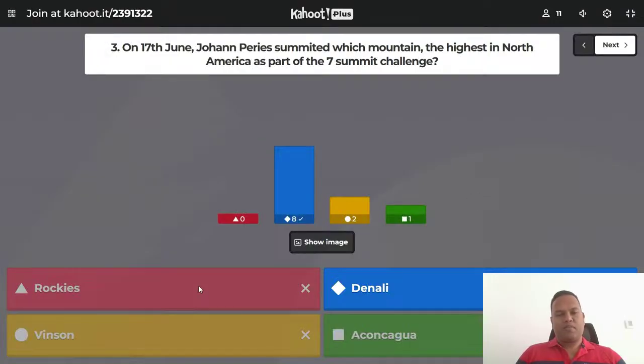Rockies is a mountain range, but it's not the highest in the North American continent. Mount Vinson is in Antarctica. It's the highest peak, so he had climbed that as well. So he only has to climb Aconcagua. I hope I'm pronouncing it correctly. It's in Argentina. He had actually summited it, but he wasn't able to go to the very top. So he had to break away. He had only another 200 or 300 meters, but he couldn't complete the summit.